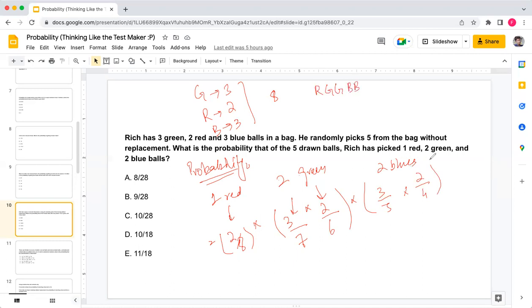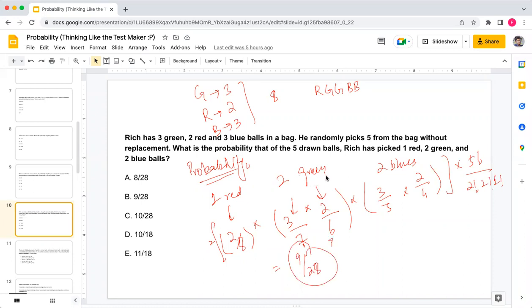We need to consider all of the arrangements. That's why we will multiply this with 5 factorial, the total arrangement, divided by, we have 2 greens, 2 blues, and 1 red. So just proceed further, and in the last you will be left with 9 by 28. Right? This is the first method using the probability, in which I'm using this in the probability form.